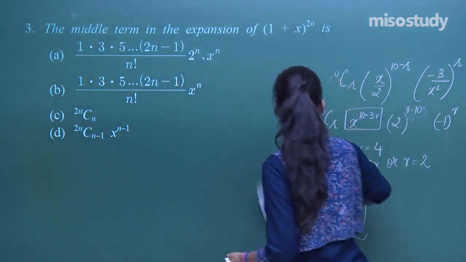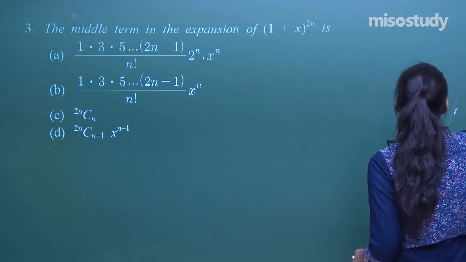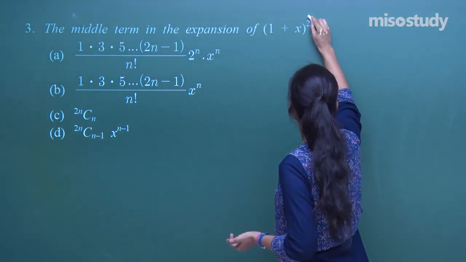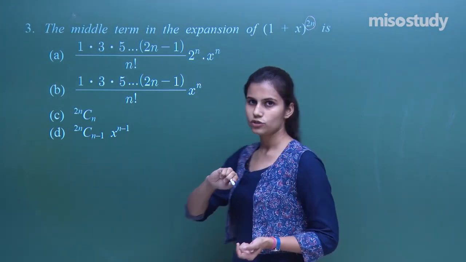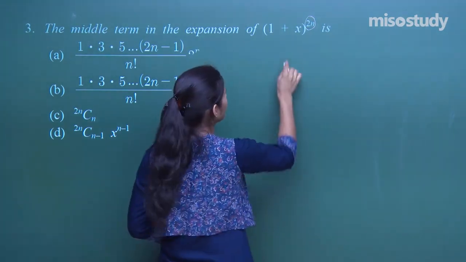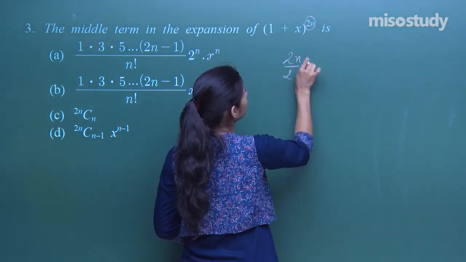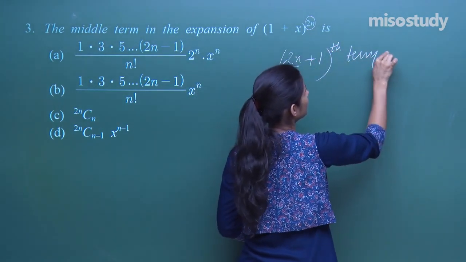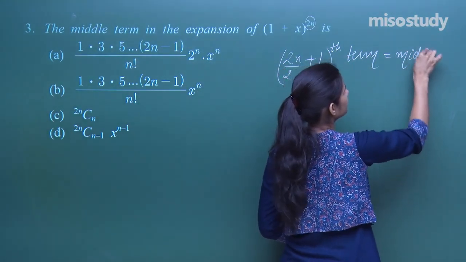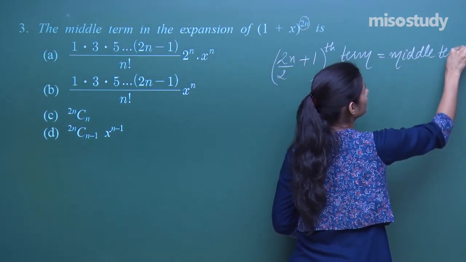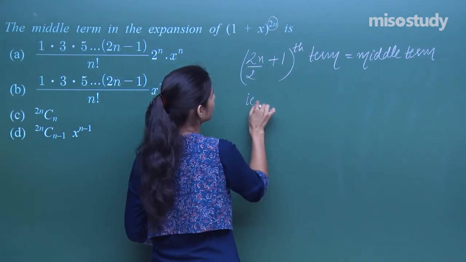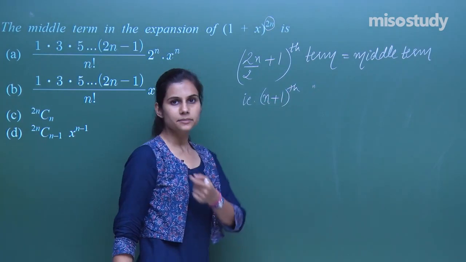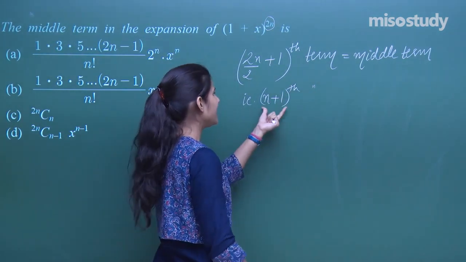Now, we have the next question, which asks what is the middle term in this expansion. Let's see. The question is about the middle term. Over here, if you remember the algorithm of calculating the middle term, because 2n is an even number, 2n is an even index, therefore the (2n by 2 plus 1)th term is the middle term. That means the (n plus 1)th term is the middle term, right? What is the (n plus 1)th term?